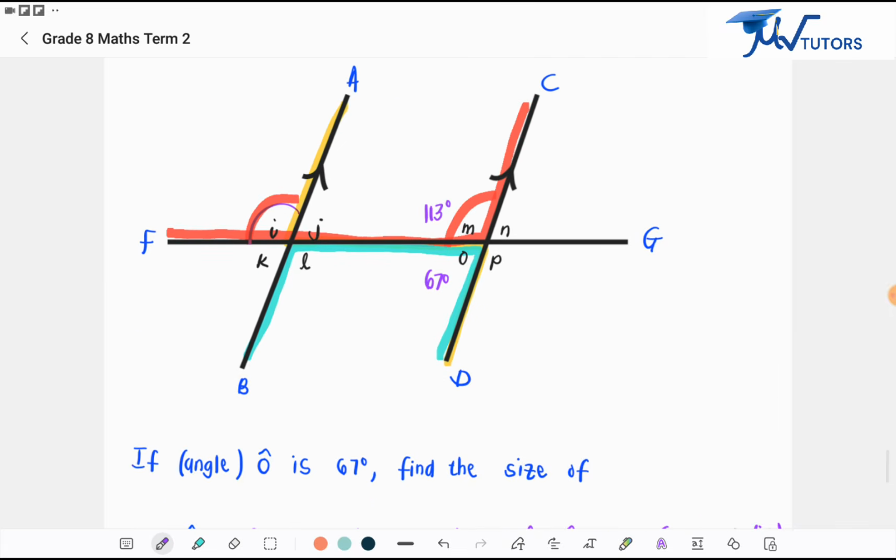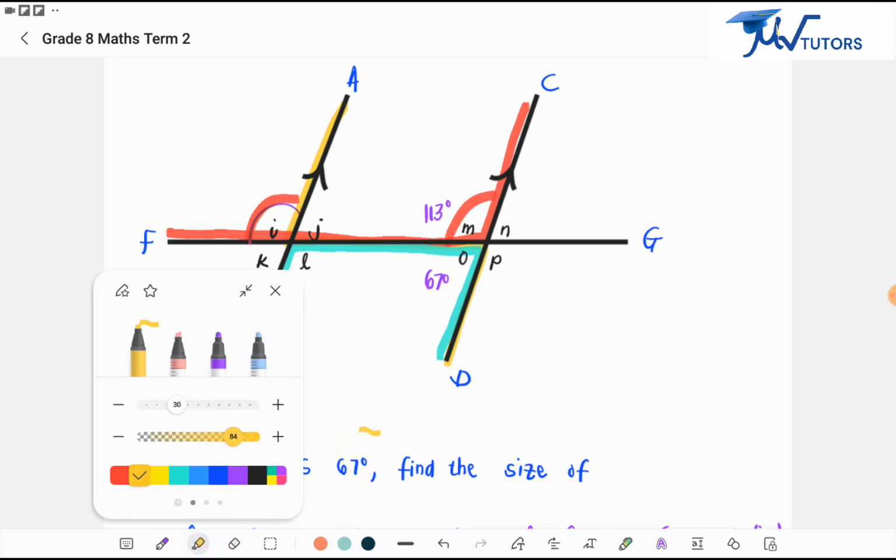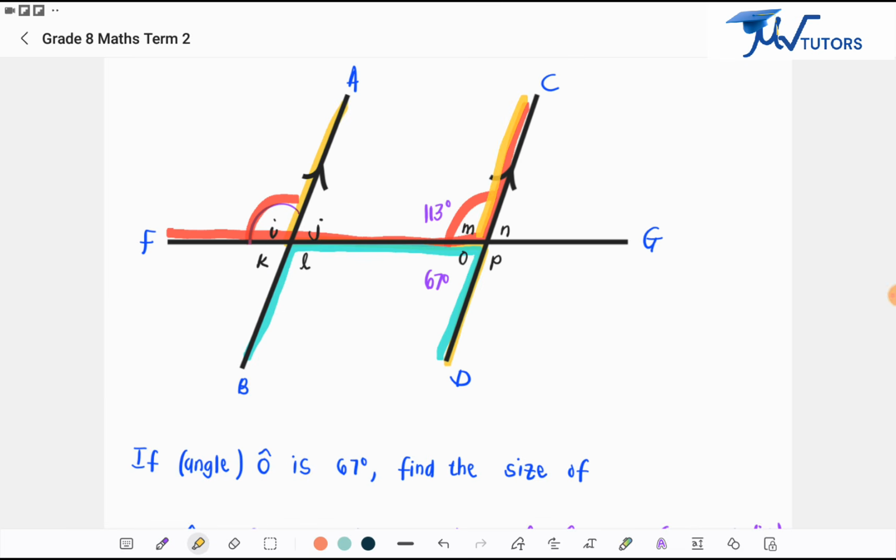And if you didn't work it out that way, you could have said M is equal to L because of alternating angles. Okay, you can see it here. Alternating angles. L is equal to M, which is 113 degrees.